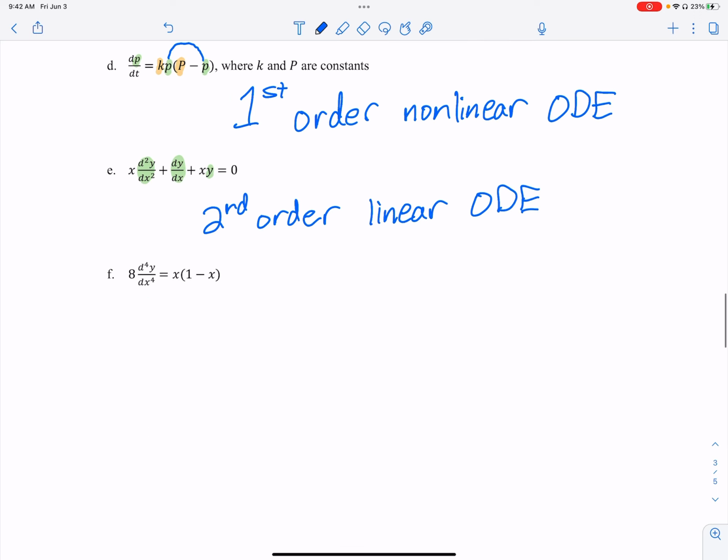This last one here is a bit tricky. The order is not bad. Fourth order, right? There are no other derivatives, so that's not too tricky. The linearity part is the tricky part. Now, notice that our dependent variable is y, so that's the part that has to count down. Now, this is what I was talking about where it's okay, because what actually is happening, and I'm going to use prime notation out of laziness, is we have this.